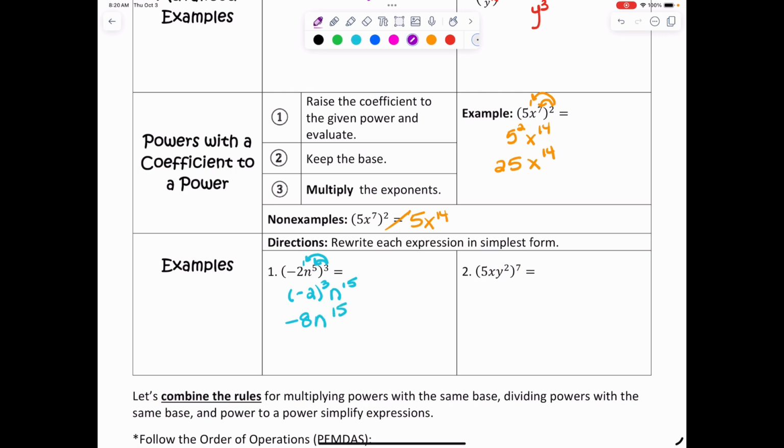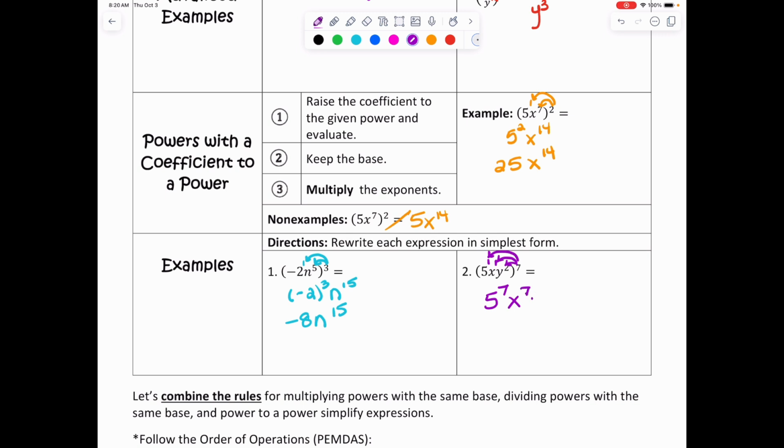Very similar again. We want to put that little 1 on the number 5 so we don't leave it out, and a little 1 on the x as well so we don't leave it out. Those really have exponents of 1. So this time when we raise the power to the power, there's 3 sets of exponents that we have to make sure that we include. So this would be 5 to the 1 times 7, which is 7. X, keep the base, to the 1 times 7, which is 7.